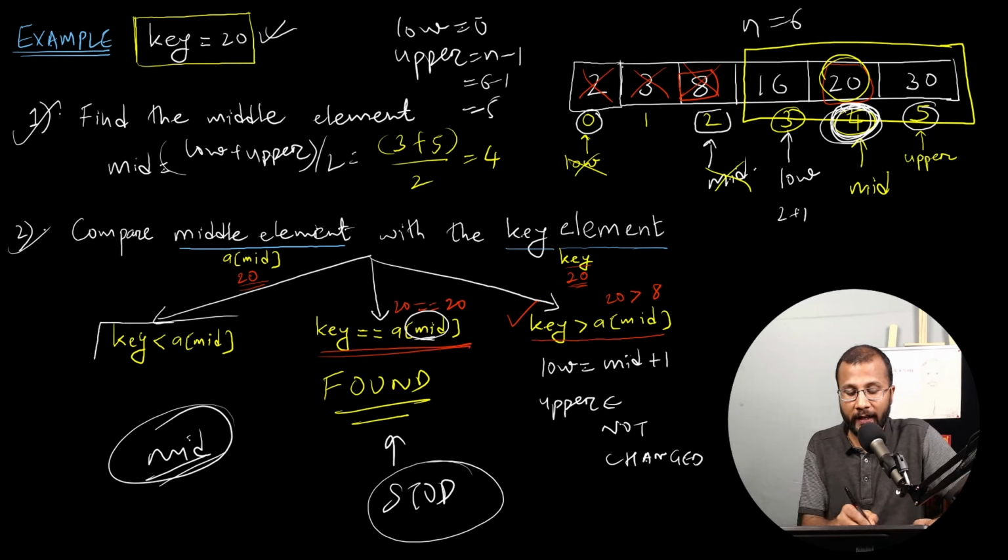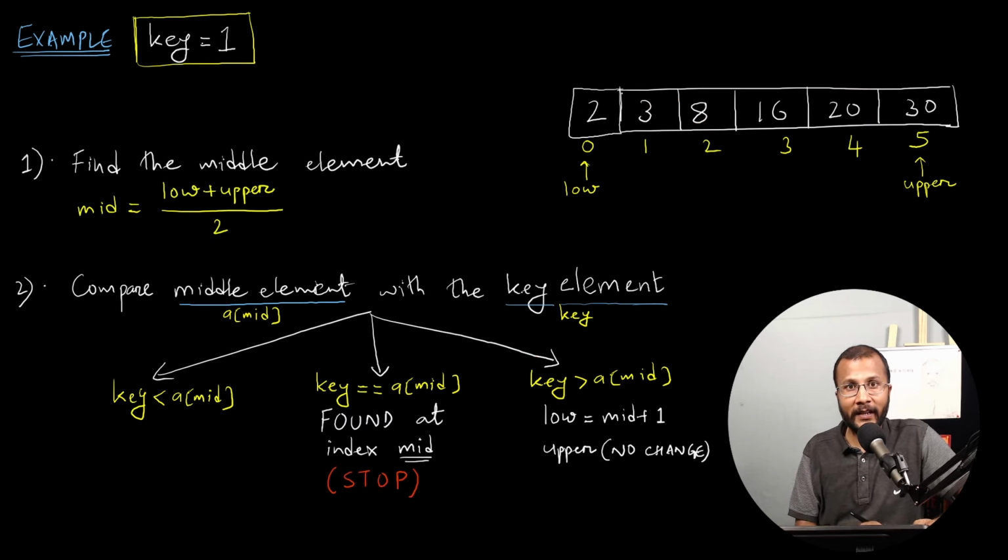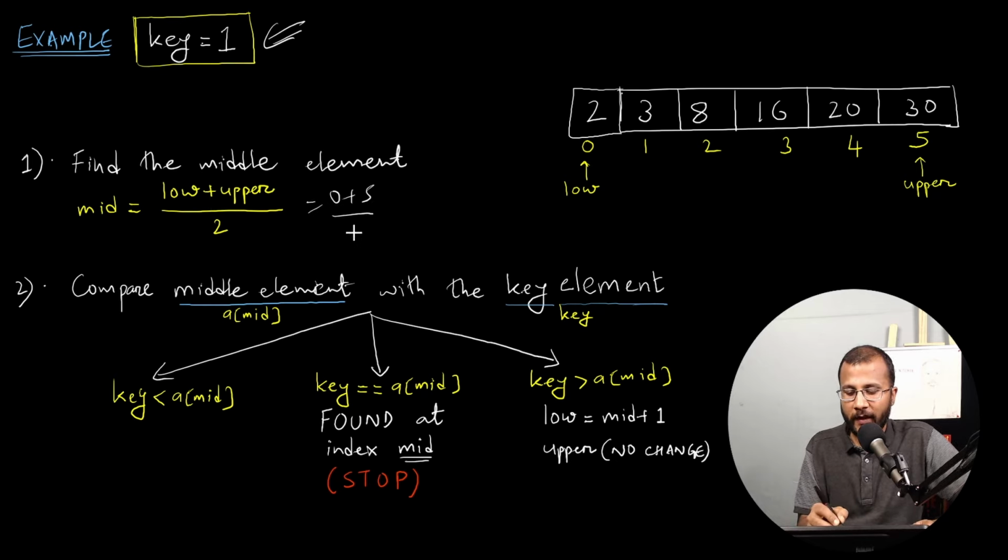Now let's take an example to cover case 1, wherein key is less than A mid. For that, let's take the key element to be 1. If the key element is 1, the first step is to find the middle index. So middle index mid is nothing but lower plus upper by 2. Lower is 0, upper is 5. 0 plus 5 is 5, 5 by 2 is 2. So I find my mid index. Mid index is 2 and my middle value A mid is 8, and my key value that's already given to me is 1.